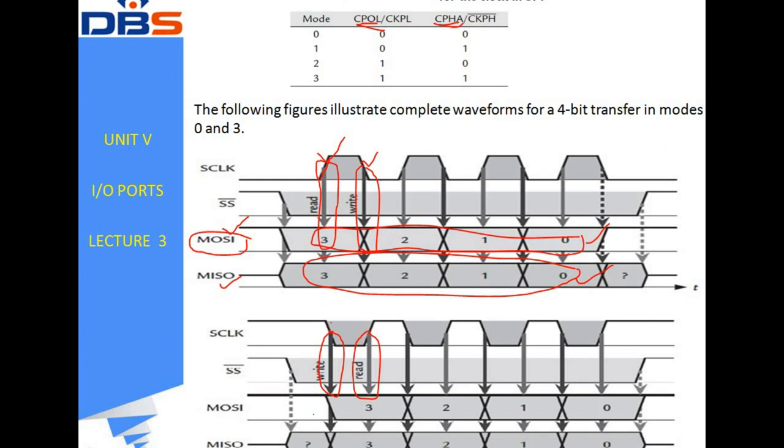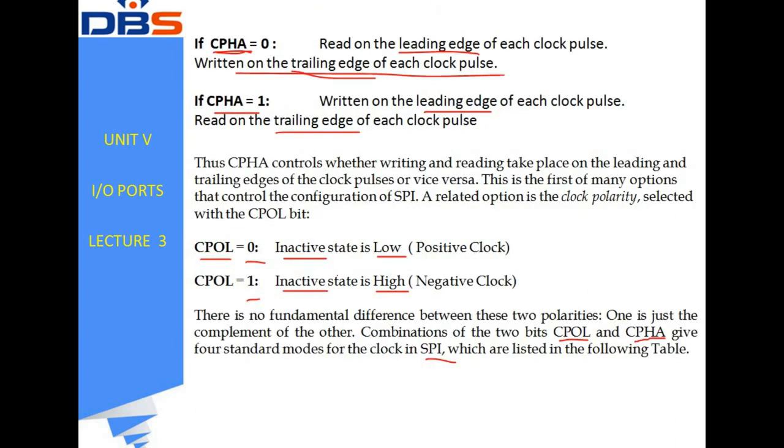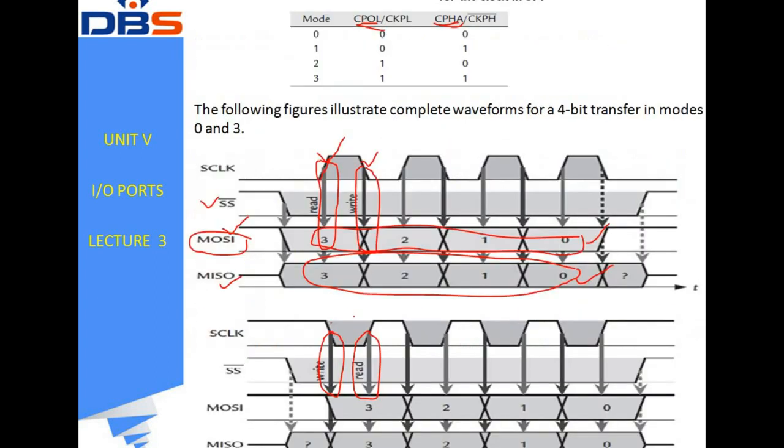Okay, and this SS means slave select will be done. As this is active low, see here, the inactive state is high and the active state is low, so the operation will be performed whenever the clock pulse is in the 0 state. Okay, so these bits are transmitted from the master and these bits are received from the slave.